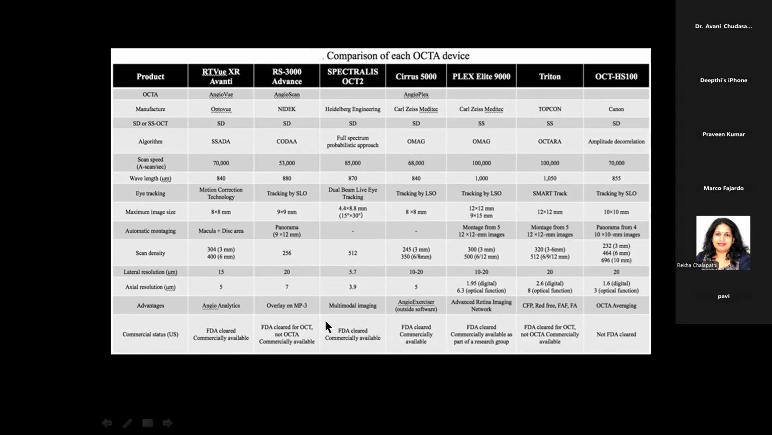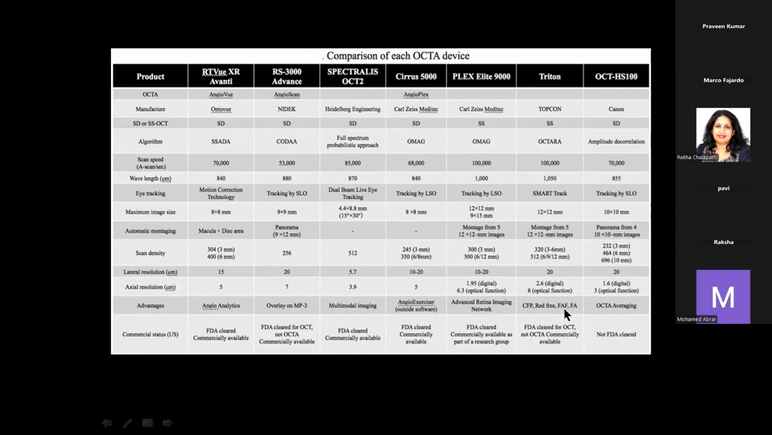Some machines will have associated multimodal imaging, the red-free imaging, fundus autofluorescence. So many of these things vary from machine to machine. Some are FDA approved, some are non-FDA approved. So based on these things, you can choose the machine, and the cost also varies accordingly.